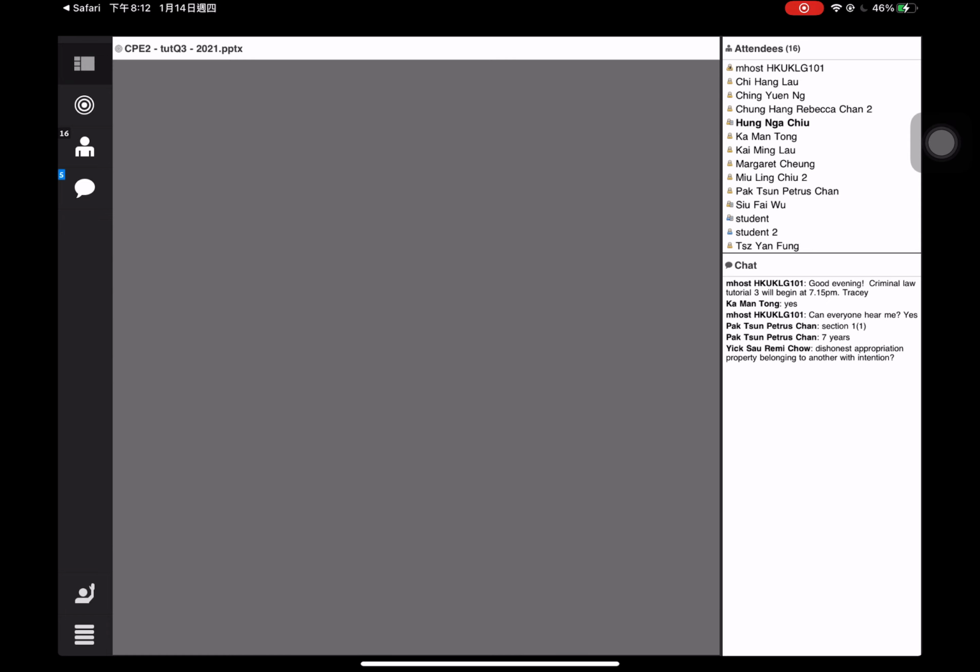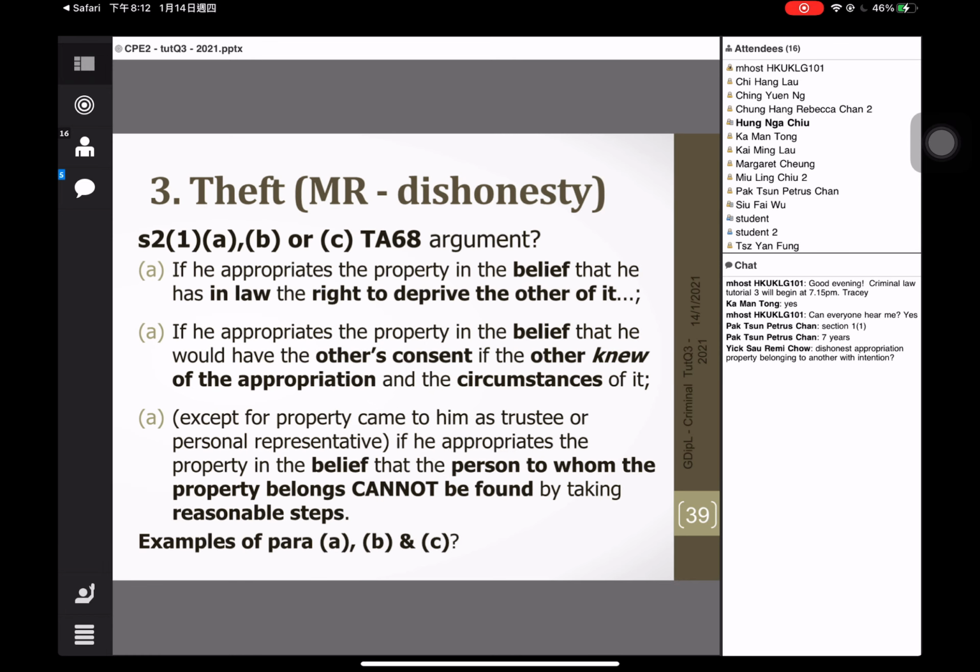So when we're dealing with dishonesty, as we said before, we would look at section 2(1)(a), (b), (c). I'm sorry, that should be (a), (b), and (c) in that slide. So paragraph (a), honest belief in a claim of right. No, he probably doesn't honestly believe that. Secondly, paragraph (b), honest belief that he would have the other's consent if the other knew of the circumstances of the appropriation. So that might be a possible argument. Paragraph (c), the true owner cannot be found by taking reasonable steps, not likely. Well, he does know who the true owner is.